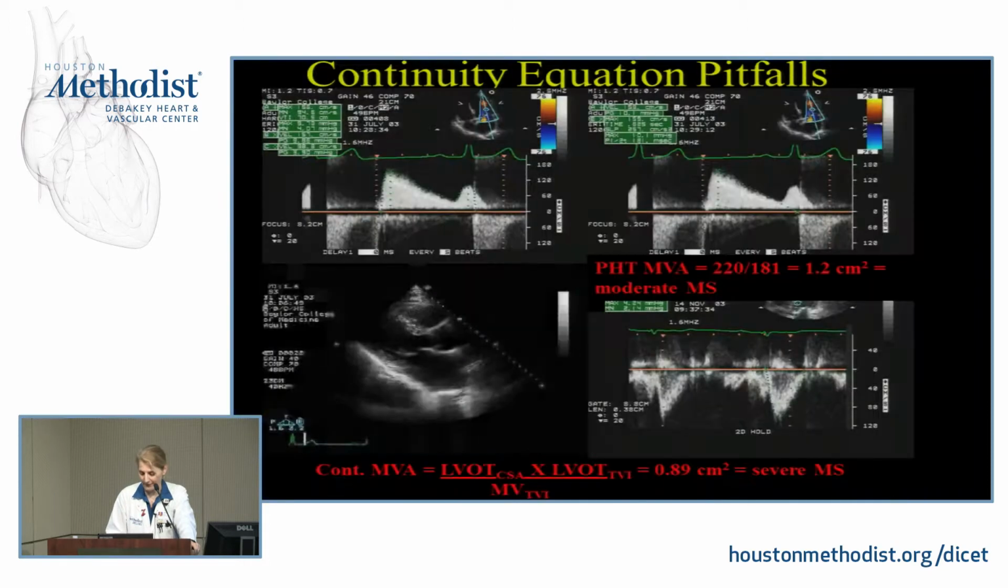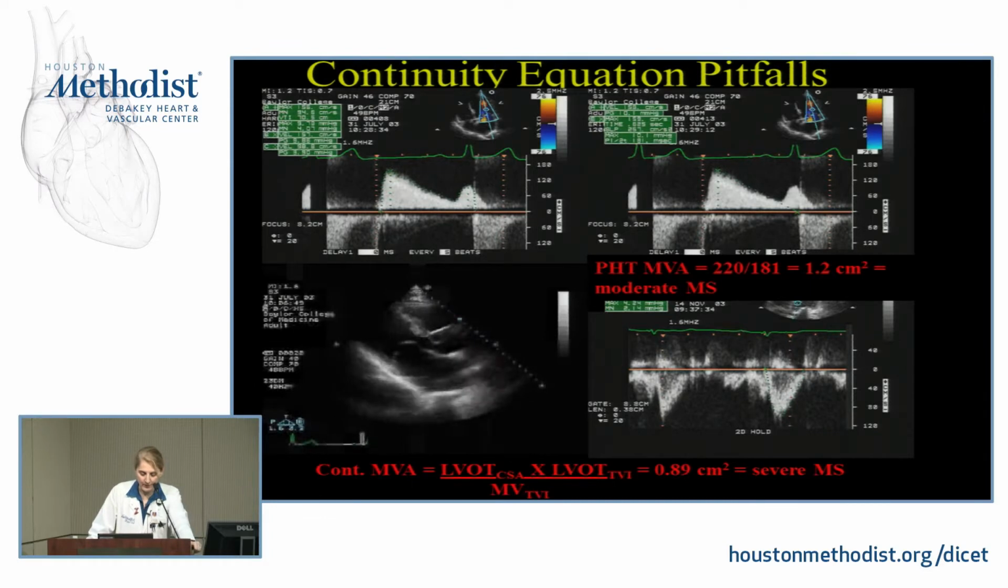So this is another example, and again, we're calculating the pressure half-time. It's telling us it's 1.2 centimeters squared, moderate MS. When we used the continuity equation, it came out to be 0.89 centimeters squared, which is severe MS. And again, this is where you go back and look at the clips all over again and try to figure out what's going on and which one it is.